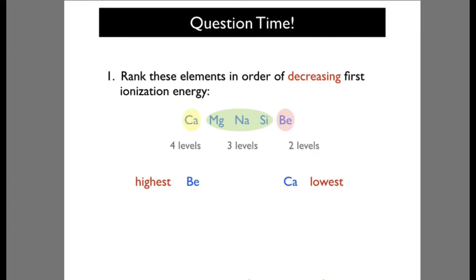And so what will differentiate their ionization energies, or the ease of which they can lose electrons, will be the nuclear charge. And silicon has the greatest nuclear charge of the 3, followed by magnesium, followed by sodium. And so we should see that silicon will have the highest ionization energy, followed by magnesium, followed by sodium.